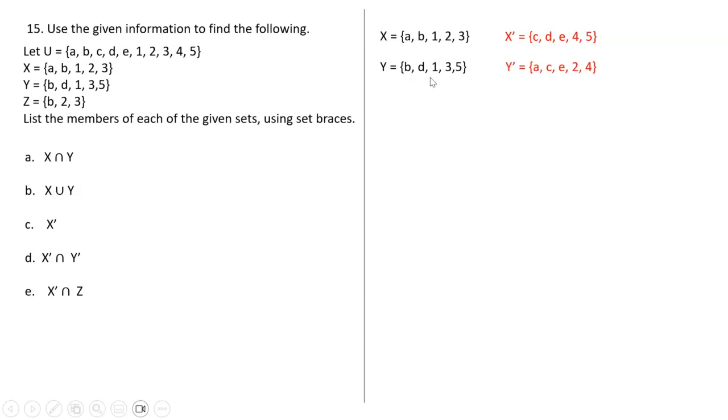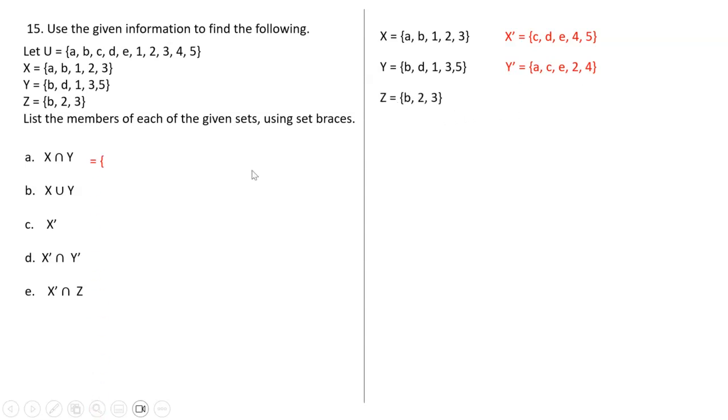Now for the complement of Y. The Y is B, D, 1, 3, 5. So we're going to go to the universal set. It's not going to be B, nor D, nor 1, nor 3, nor 5. So what's left is A, C, E, 2, 4.